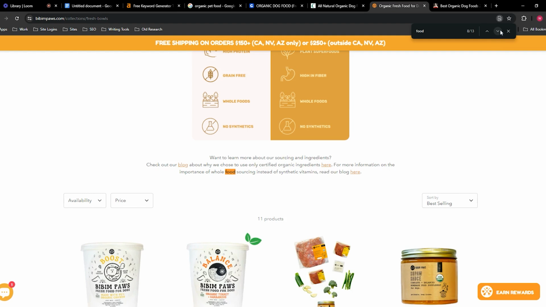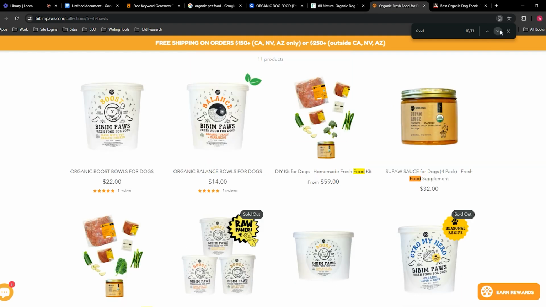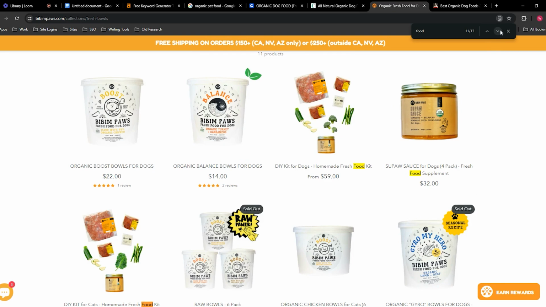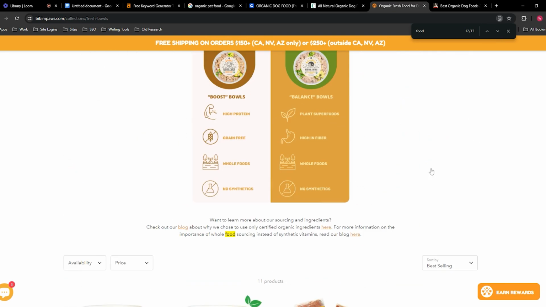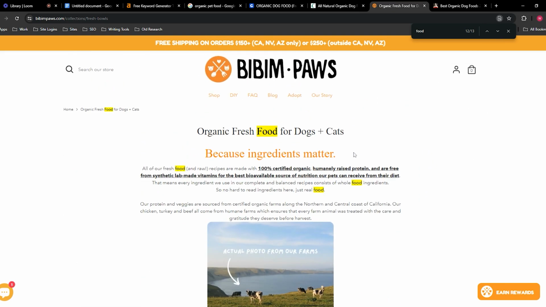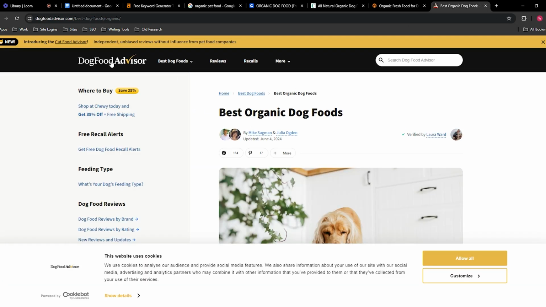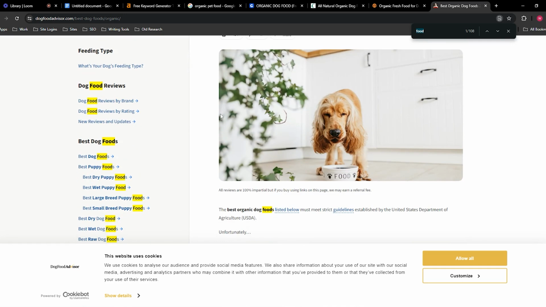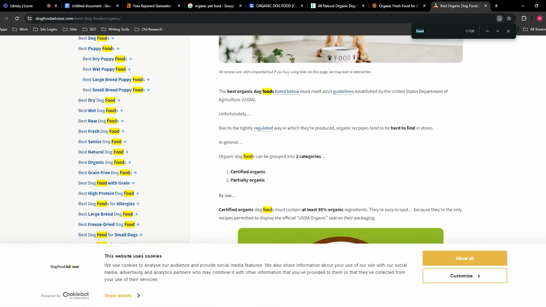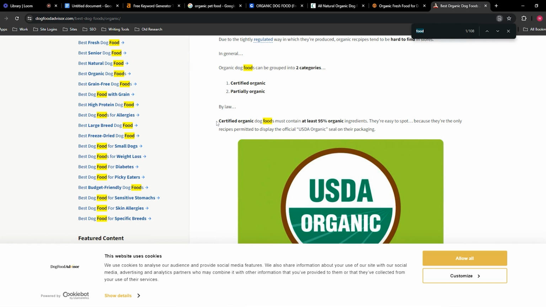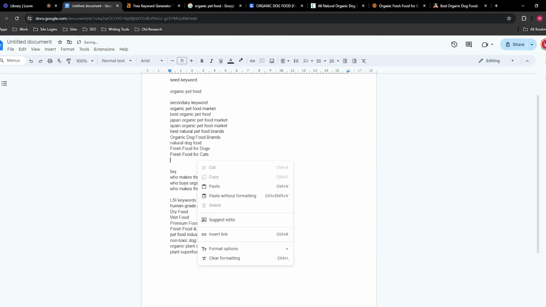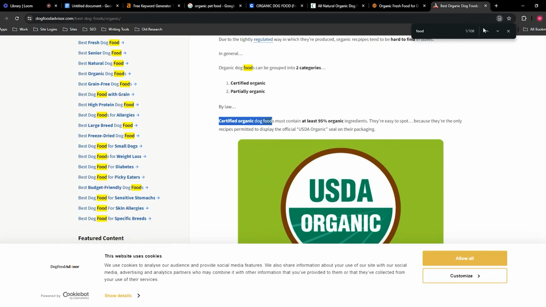And then we have whole food sourcing, food supplement. Probably not going to go with the supplement because that would be a different article altogether. And so let's go to the fourth one and then see if we have anything here. So they have like 108 things, so that's a lot. And let's see, best organic dog foods, best organic foods, organic dog foods. Certified. So certified organic dog food could be another keyword that we target. And let's go to the next one.